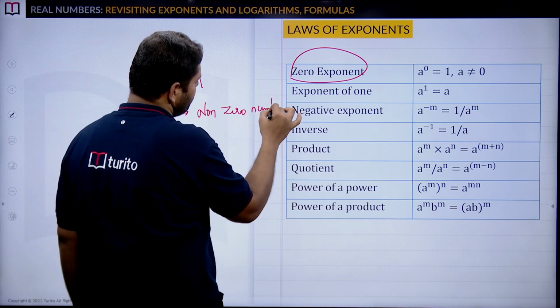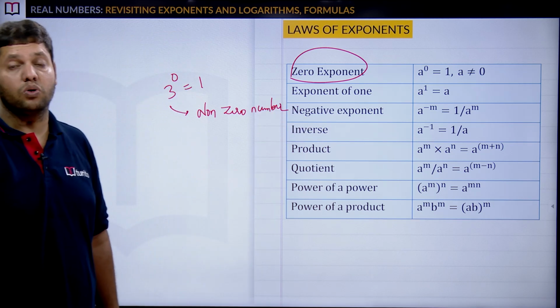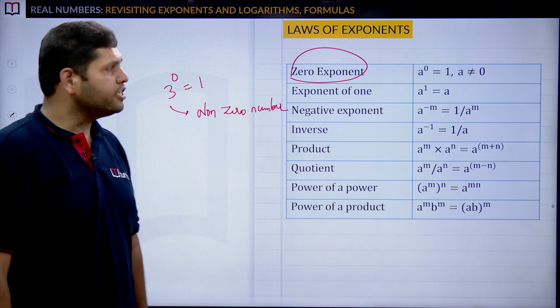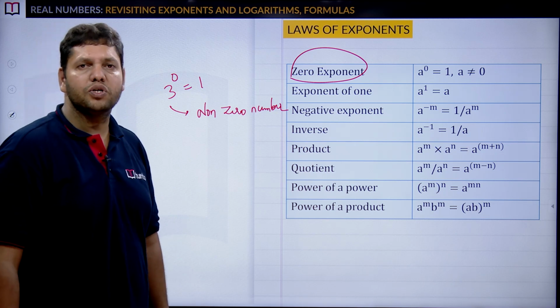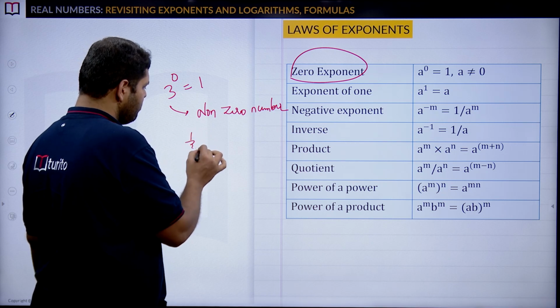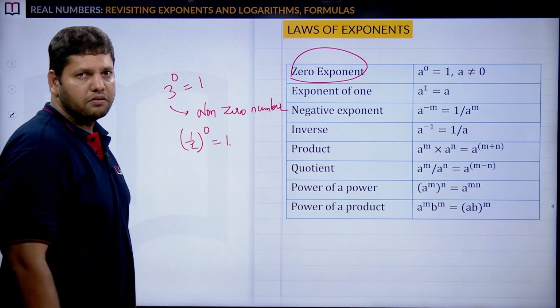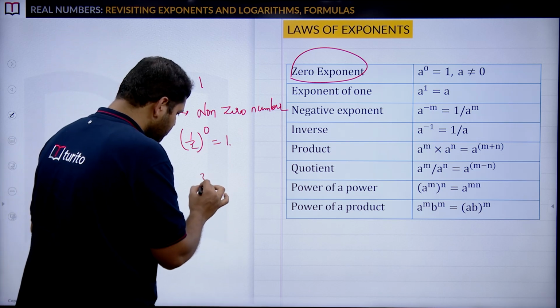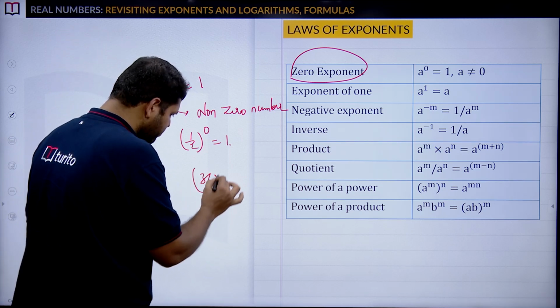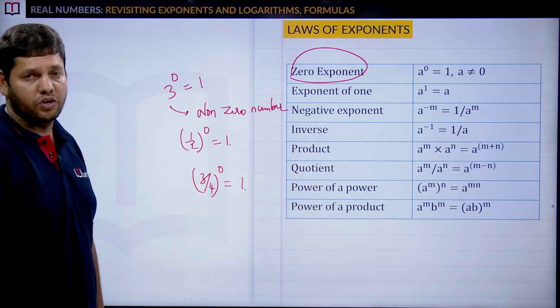Okay, the base should be what? A non-zero number. You cannot take the base as 0. And this zero exponent we can apply only for non-zero numbers. You can take anything. You can take (1/2) to the power of 0, you can write the answer is 1. Or you can write (3/4) to the power of 0 also. The answer is 1.